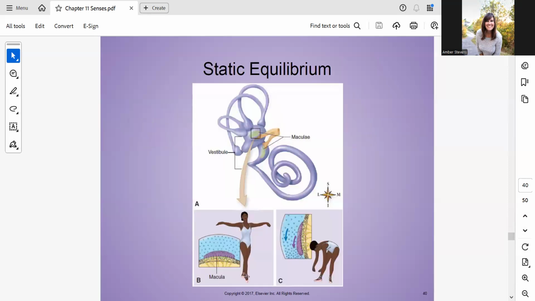All right, so static equilibrium refers to the ability to maintain your balance and stability when the body is at rest or in a stationary position, and is primarily concerned with detecting changes in head position relative to gravity. So, when you're standing still or tilting your head forward or backwards.